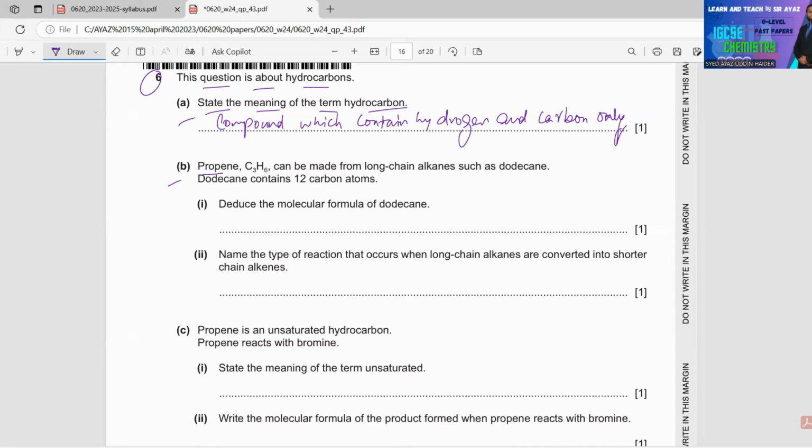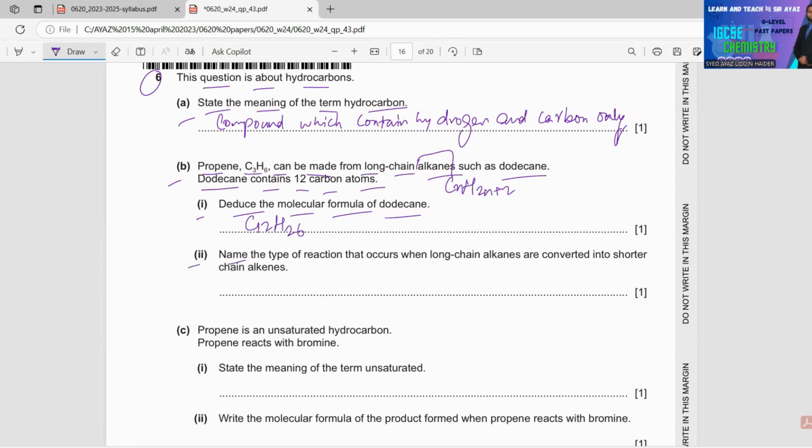B. Propene, C3H6, can be made from long chain alkanes such as dodecane. Dodecane contains 12 carbon atoms. 1. Deduce the molecular formula of dodecane. So dodecane is an alkane. You know the general formula of alkane, CnH2n plus 2. You know the number of carbon atoms here. We have 12. So value of n is 12. So you write C12. 12 multiplied by 2 is 24. 24 plus 2 is 26. H26. This will be the final molecular formula of dodecane.